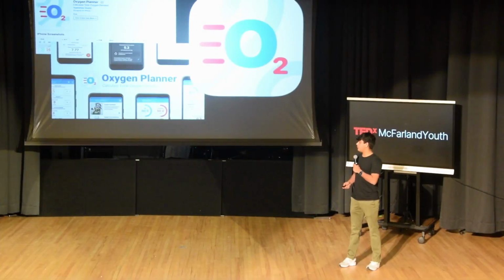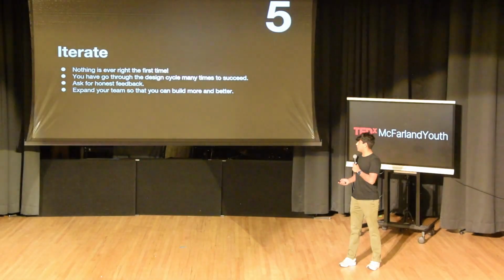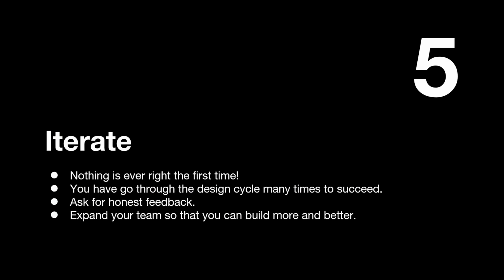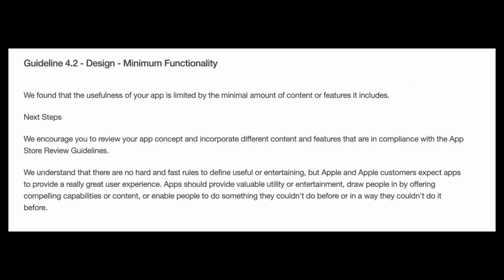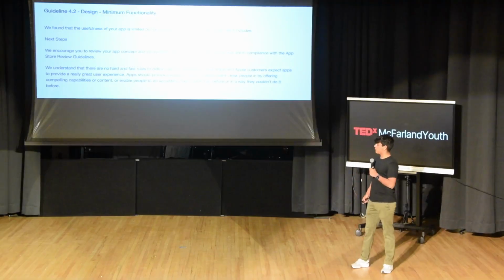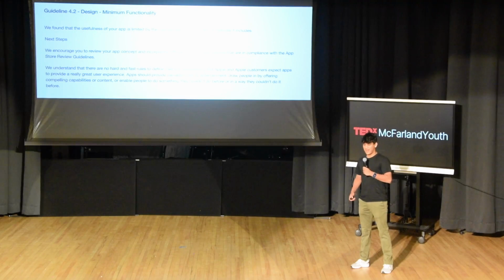But that brings us to the fifth stage, iterate. Nothing's ever right the first time. I was reminded that very clearly when I got this email from Apple. My app was rejected from the App Store. And when I looked at this email, originally I was like, what? How can this happen?